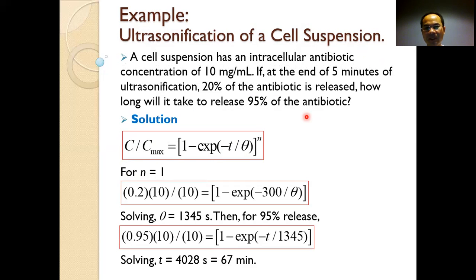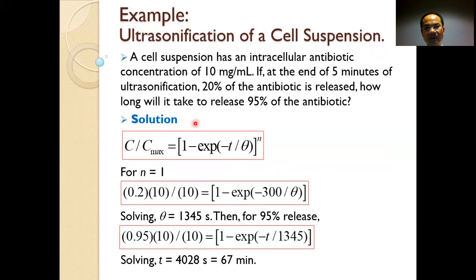For the experimental data, at the end of 5 minutes of ultrasonification, 20% of the antibiotic is released. My question is, how long will it take to release 95% of the antibiotic? We have two conditions. The first condition will release 20%. The second condition will release 95%. For this case, we can apply this equation. We know C is 20% for the first condition, and C is 95% for the second condition.